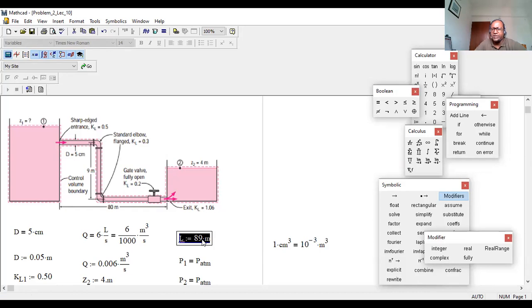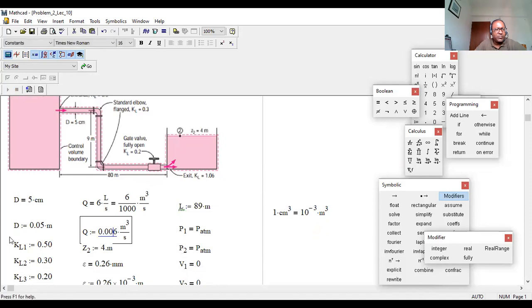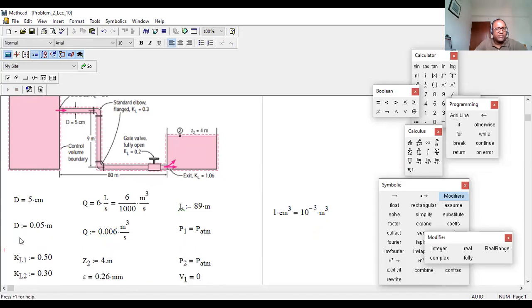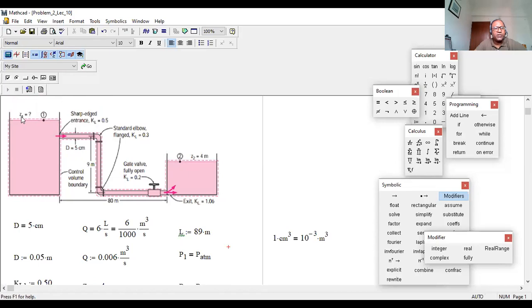Length of the pipe is given 89 millimeter. And so this is our Q, and diameter I convert to meter. And they say you need to figure out height Z1. That means we need to apply Bernoulli's equation between point 1 and point 2. So if we apply Bernoulli's equation, we need a reference point. If you think this is the reference point, then this will be Z2, 4 meter already given. This will be Z1.